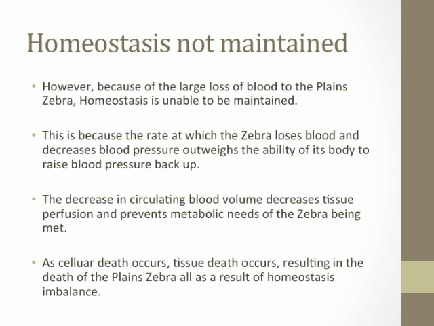However, because of the major loss of blood to the plain zebra, homeostasis is not able to be maintained because the rate of fluid loss outweighs the ability of the body to raise the blood pressure back up. The decrease in circulating volume decreases tissue perfusion and prevents the metabolic needs of the tissues and cells from being met. Eventually, this will be fatal. As cellular death progresses, tissue death occurs, and this will lead to the death of the plain zebra, all as a result of homeostasis imbalance.